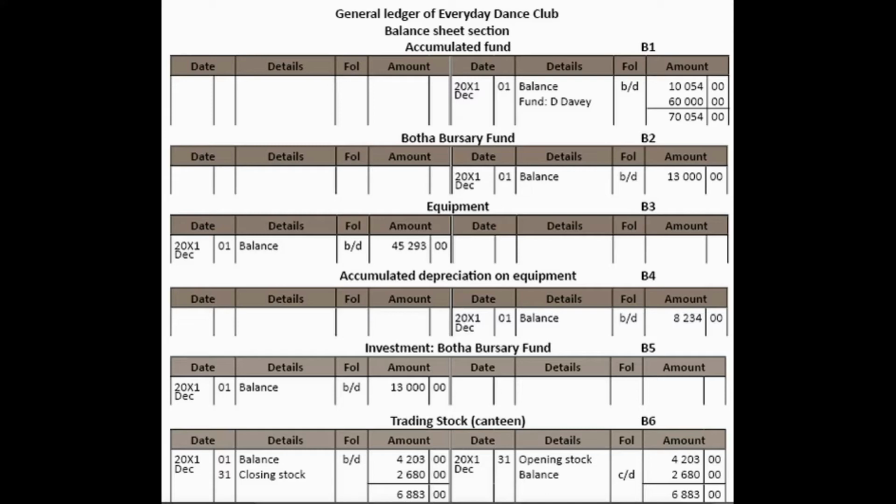Okay, I'm going to give you 5 minutes now just to compare your general ledger with this one that I'm going to show you here. And then after that 5 minutes, I will explain to you the membership fees. I will go through the membership fees in detail, the trading stock account, and also the trading account for the canteen.